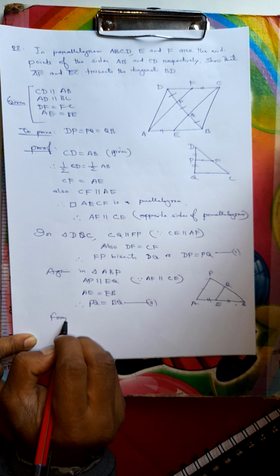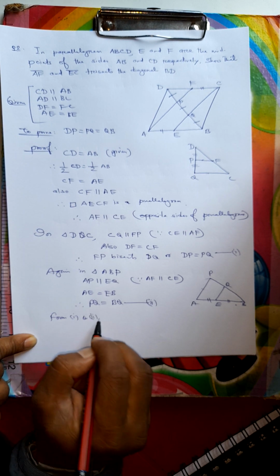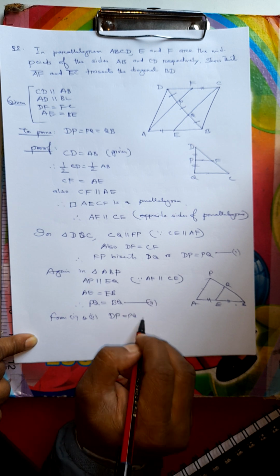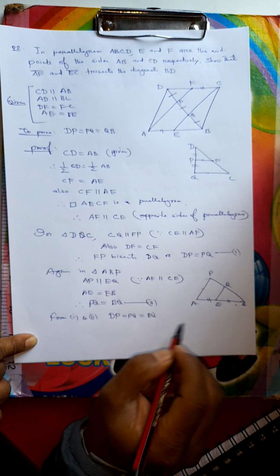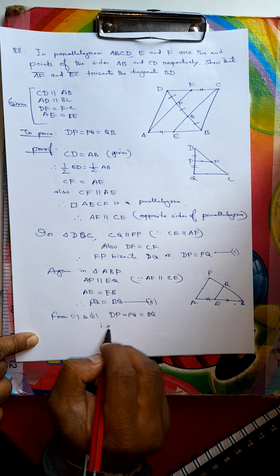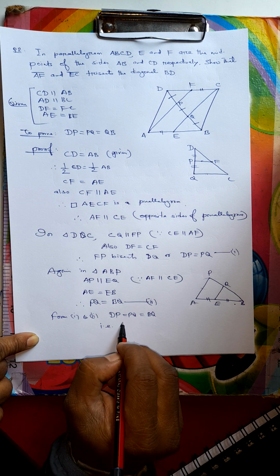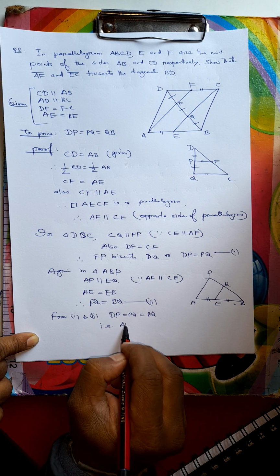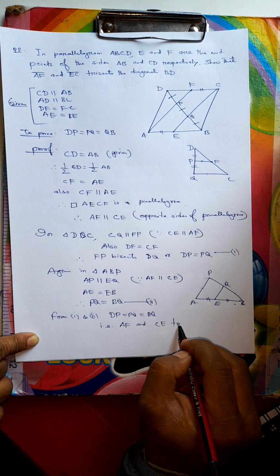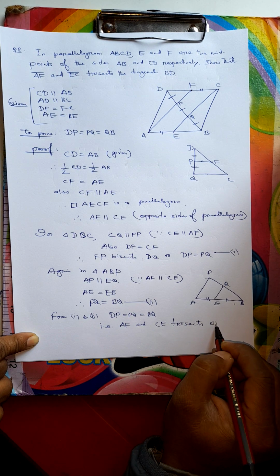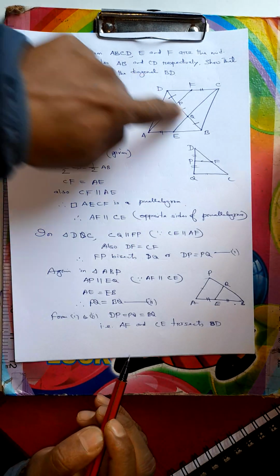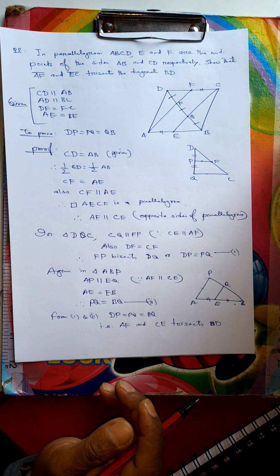From 1 and 2, what can you conclude? You say DP equal to PQ equal to BQ, right? That is, we can say AF and CE trisect BD. These two lines trisect diagonal BD. So this was to be proved.